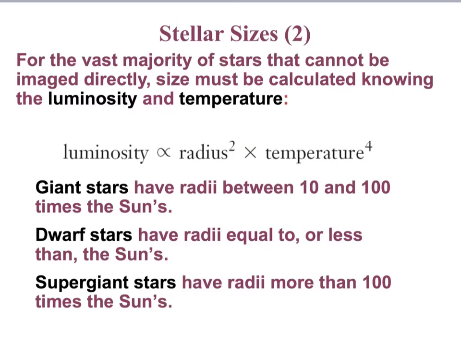And generally our classification of stars is giant stars, dwarf stars, or supergiant stars. Giant stars would be 10 to 100 times greater than the sun. Dwarf stars would be equal to or less than our sun, and supergiants would be greater than 100 times the sun's radius.